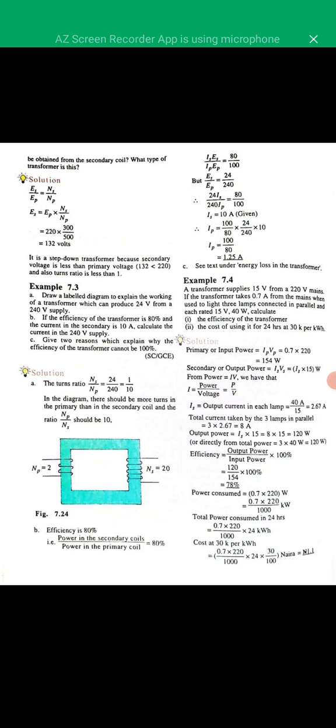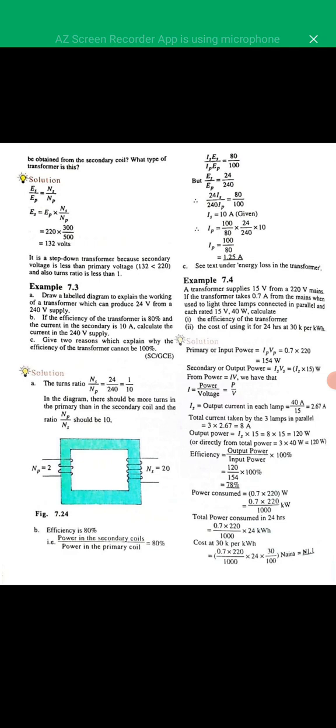So how do we find our secondary power, or output power, which is the current in the secondary coil times the voltage in the secondary coil? So we needed to find the current in the secondary coil. We know that I equals P over V, from P equals IV. Now the current in each lamp is given by 40 over 15. If you check the question, I is equal to power over voltage. So 40 watts over 15 volts, we get 2.67 amps.